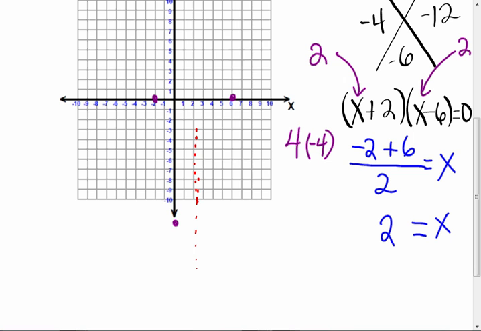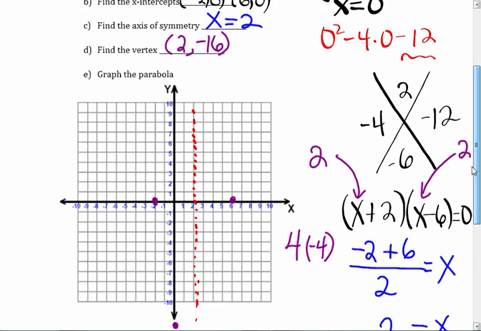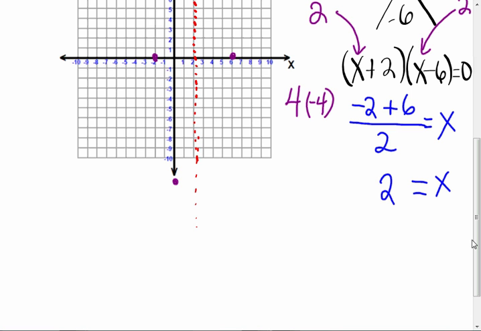Let's find it. At least I got better numbers, so I didn't get halves like I did before. And the vertex was at 2 and negative 16. So it's down here someplace. Close enough. And there it is. They all look alike.